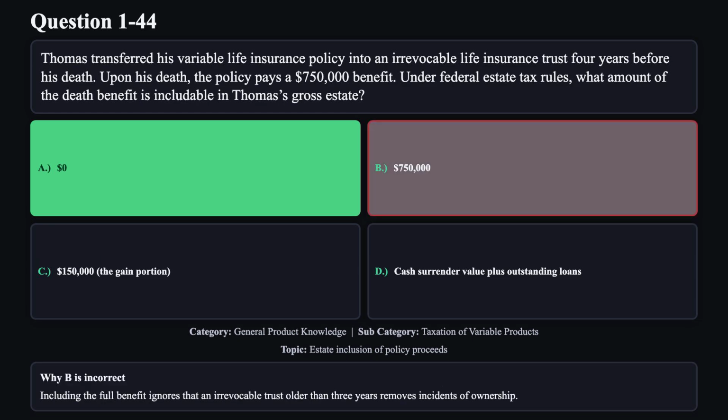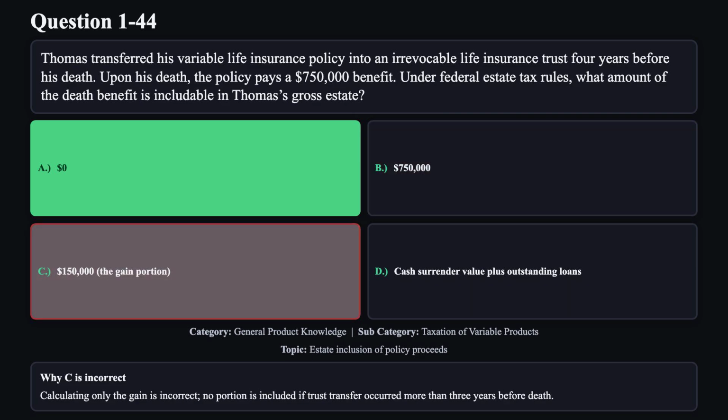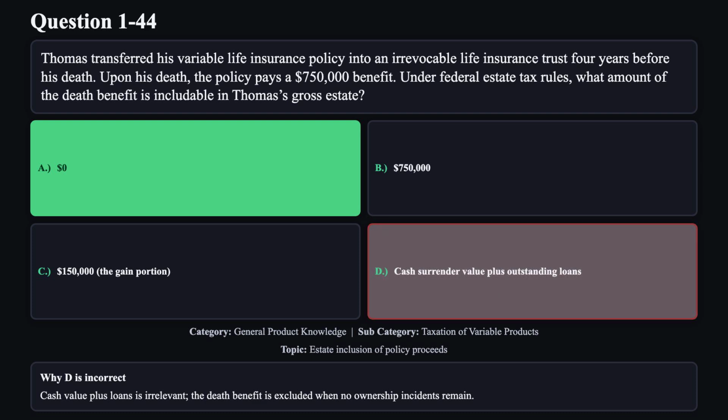Reason B is not correct. Including the full benefit ignores that an irrevocable trust older than 3 years removes incidents of ownership. Reason C is not correct. Calculating only the gain is incorrect. No portion is included if trust transfer occurred more than 3 years before death. Reason D is not correct. Cash value plus loans is irrelevant. The death benefit is excluded when no ownership incidents remain.